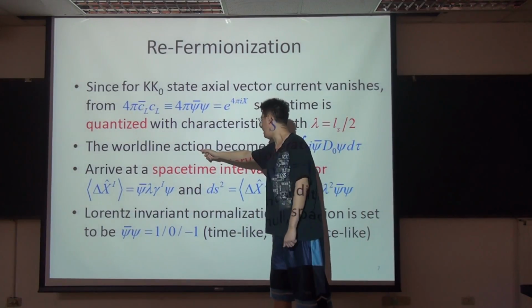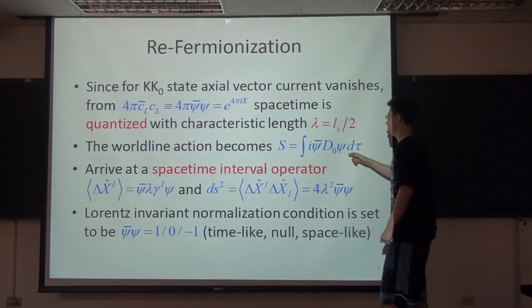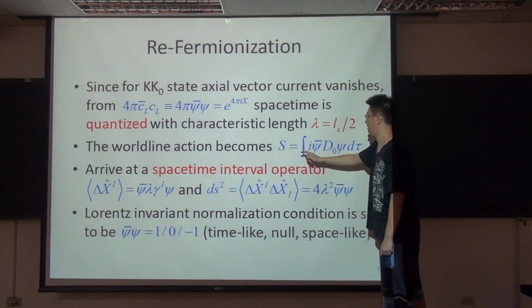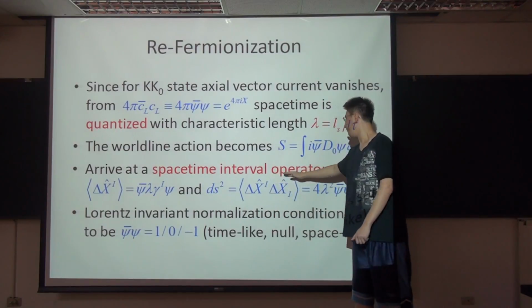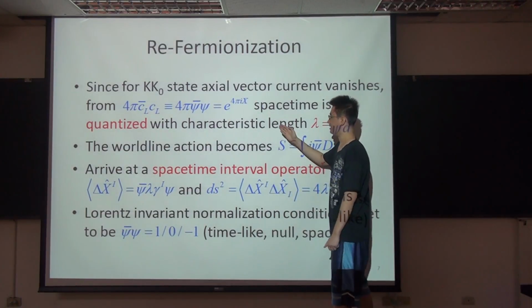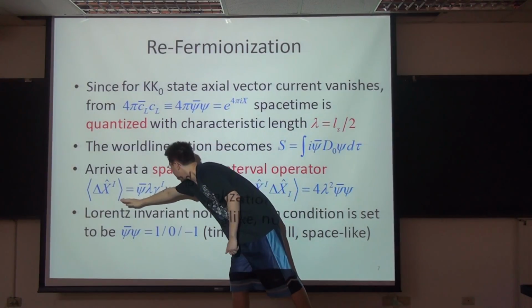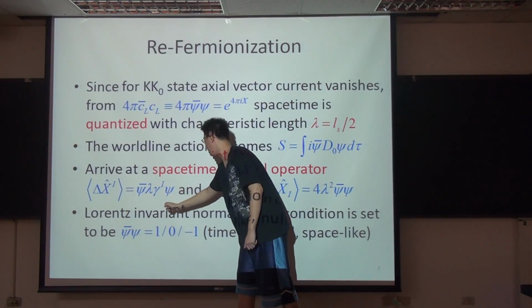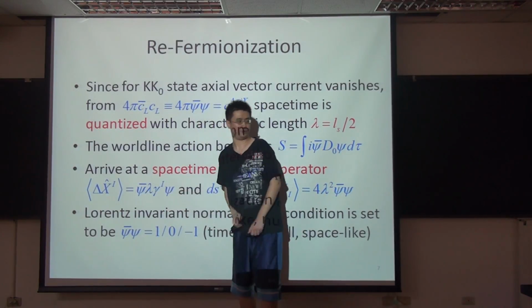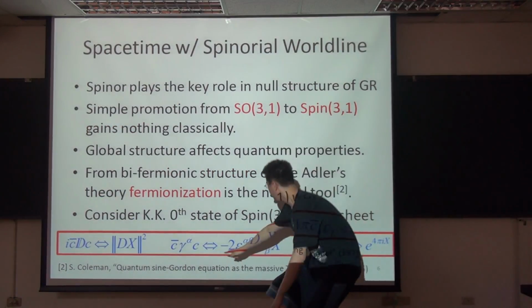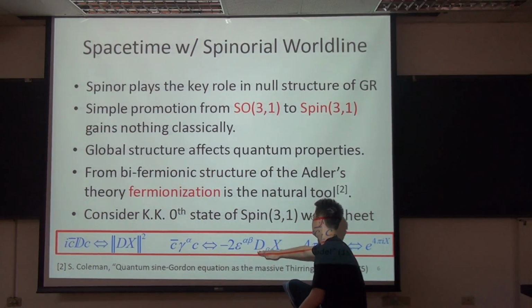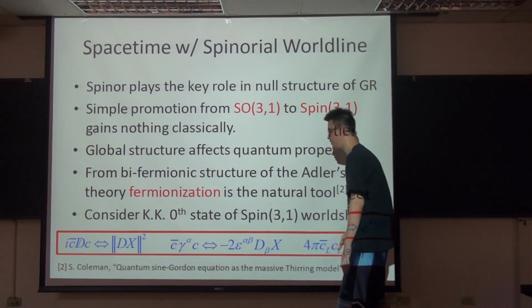So the worldline action becomes this. Here, actually, a string length should be from length. So we arrive at a space-time integral operator by using the quantization dictionary. We get this operator, which is bifermionic. And if we check the quantization dictionary, here we can see that this is actually a discrete version of a velocity operator.